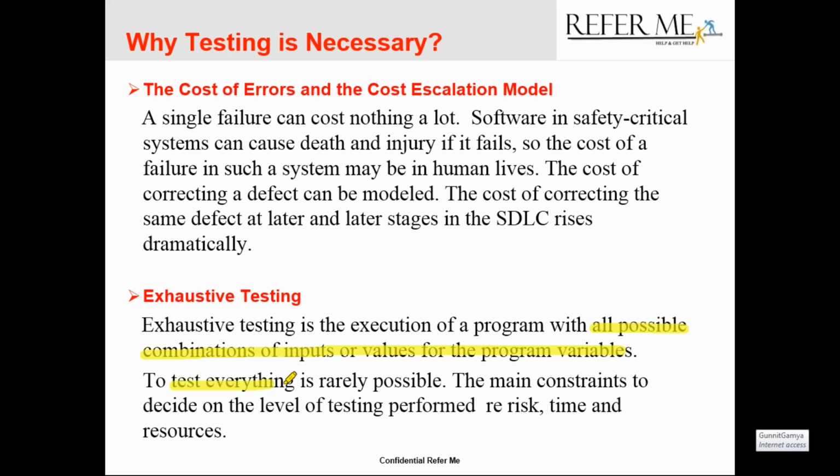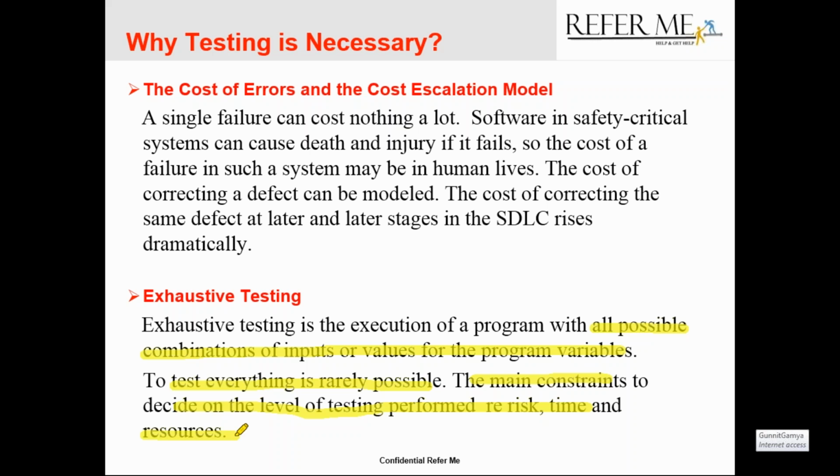To test everything is rarely possible, right? The main constraint to decide on the level of testing, like if we have less time, no, I'm not talking about less time. I'm just talking about exhaustive testing. That is a different story, Karan, right? When we have less time, then how do we do testing? The main constraint to decide on the level of testing to perform is risk, time and resources. Correct.